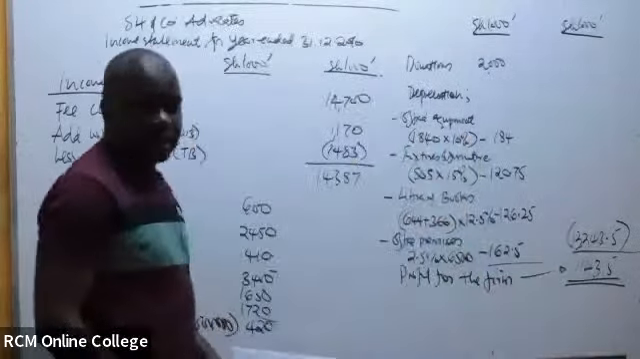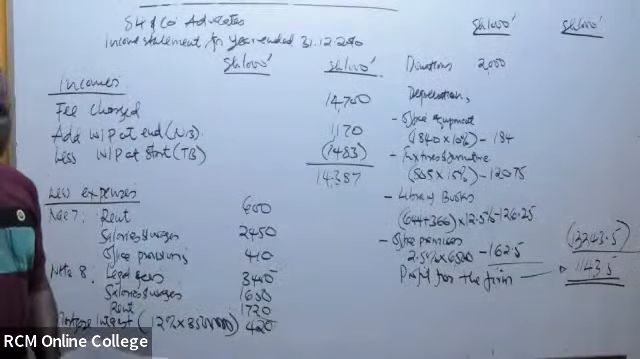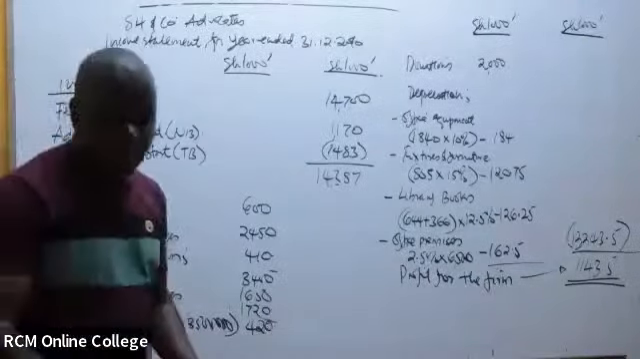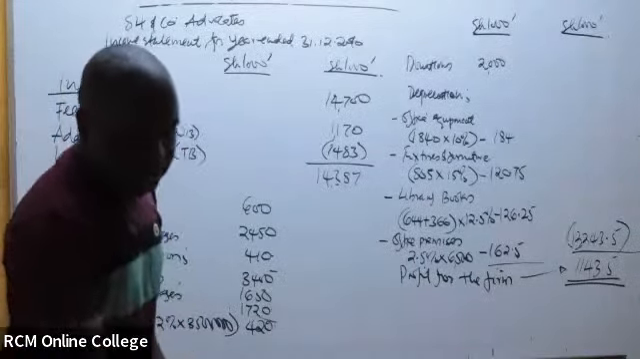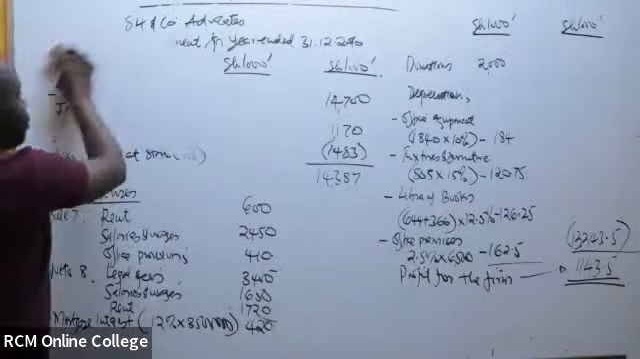Sawa. 1143.5. Hope you have seen something that has happened there. Anyone with a question? Because I want us now to quickly look at the statement of financial position.